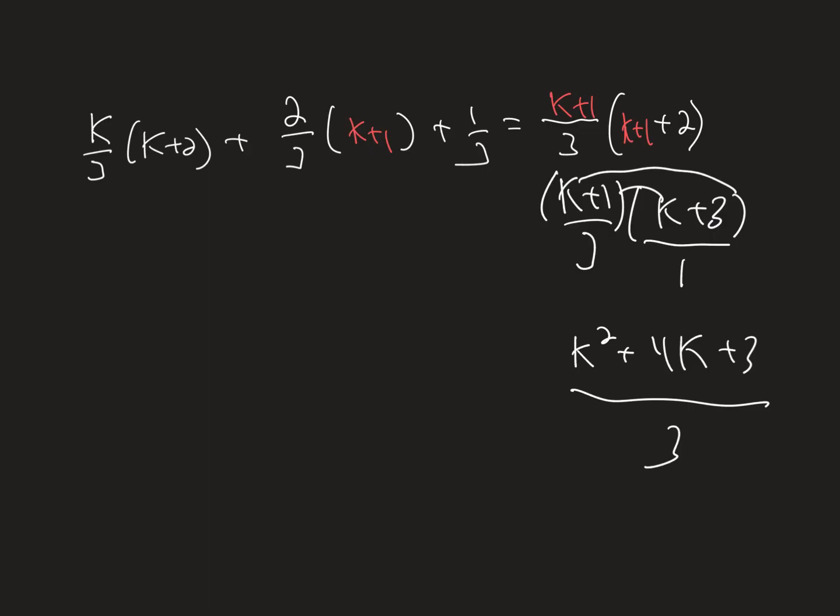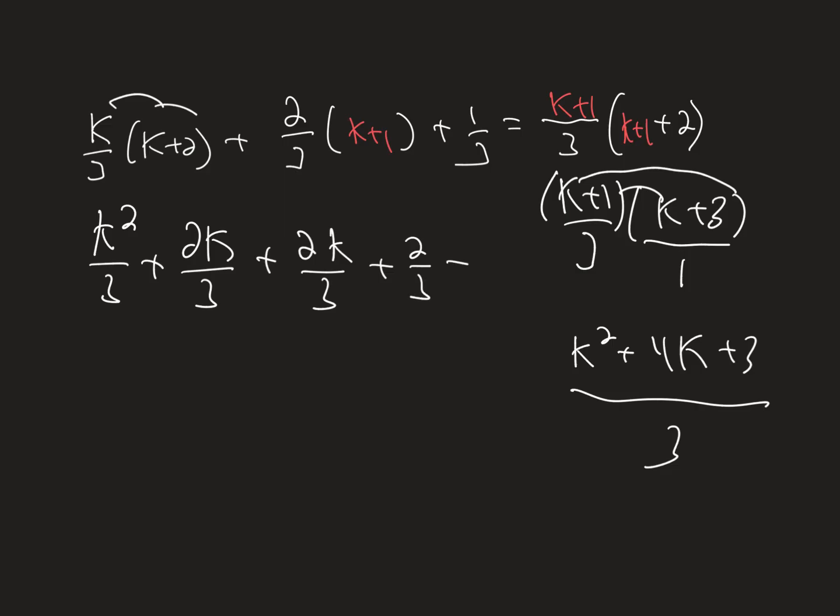Let's distribute. So I'm going to get k squared over 3 plus 2k over 3. All I did was distribute that through. And then I'm going to distribute the 2/3 through. So 2/3 k over 3 plus 2/3 plus 1/3.